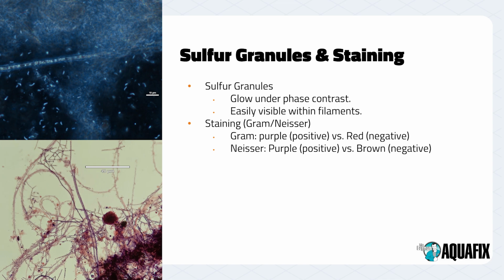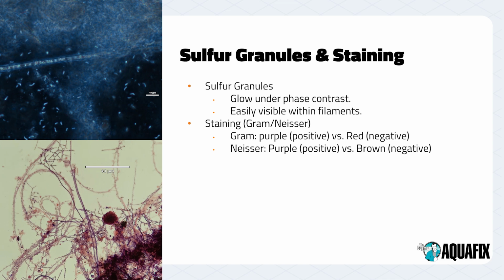Lastly, we're going to talk about sulfur granules and staining. Sulfur granules are mostly visible under phase contrast. It's going to be very difficult, if not impossible, to see these under light microscopy, but they exist as little tiny glowing specks within your filament, and they are very useful because only so many filaments will store sulfur, and so they're a strong indicator as well.